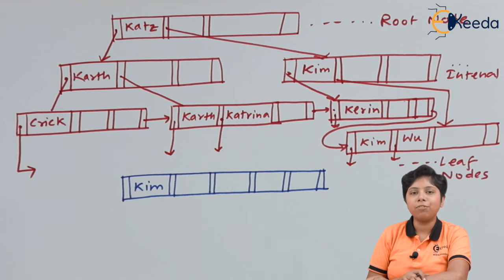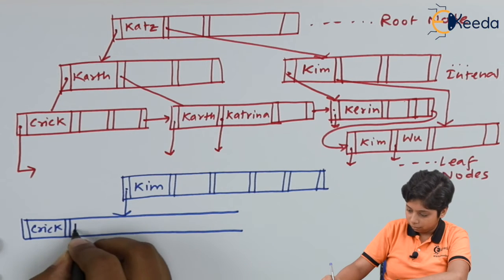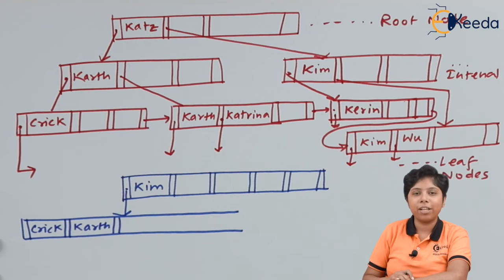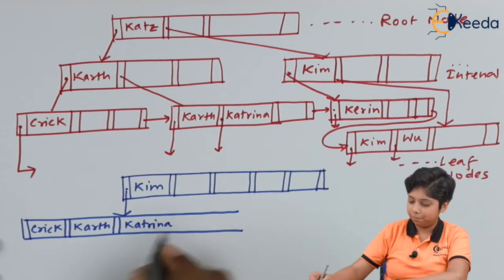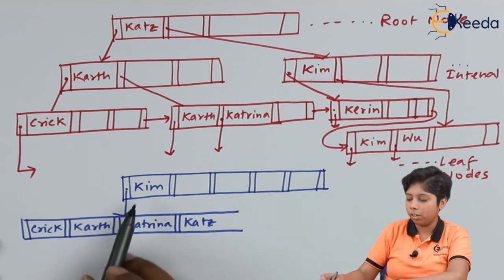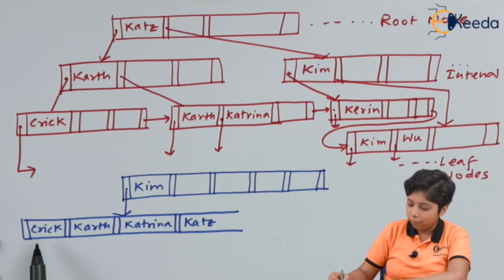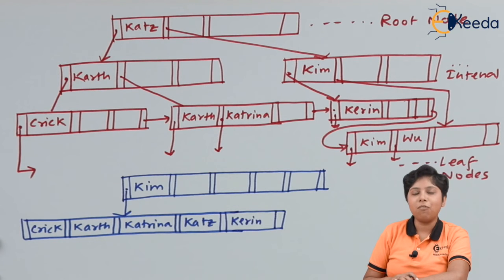So now my left node will first have Crick, next Kurt, next Katrina, and finally Cat. Now see that we have Karen to include in our Kim root node. And we have 1, 2, 3, 4 pointers and a data value left. So now we can accommodate all 5 children in the leaf node: Crick, Kurt, Katrina, Cat and Karen.